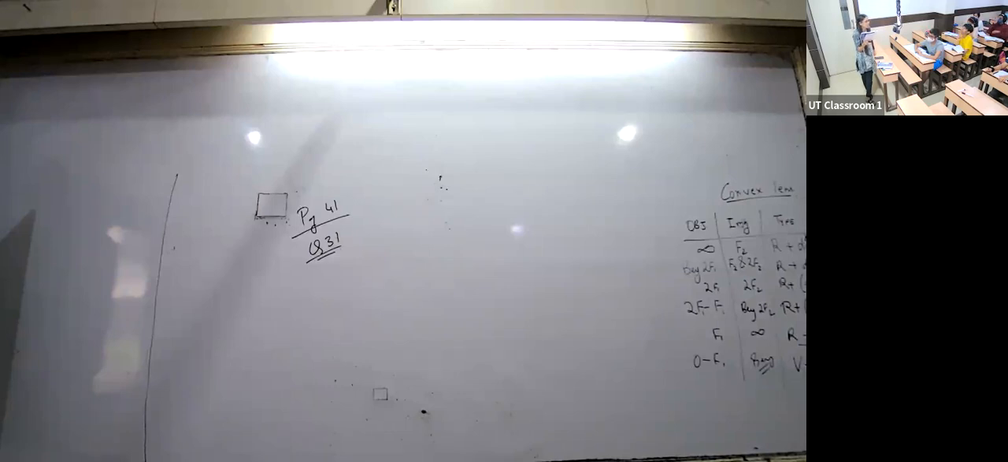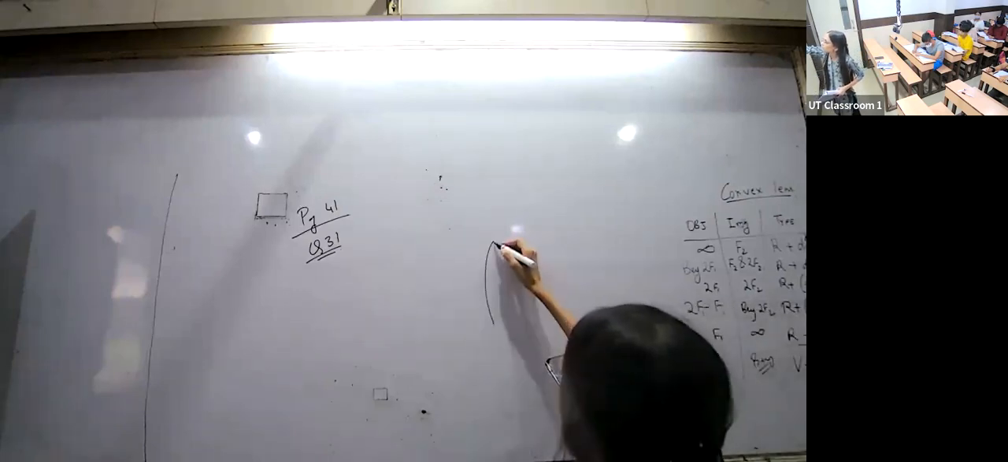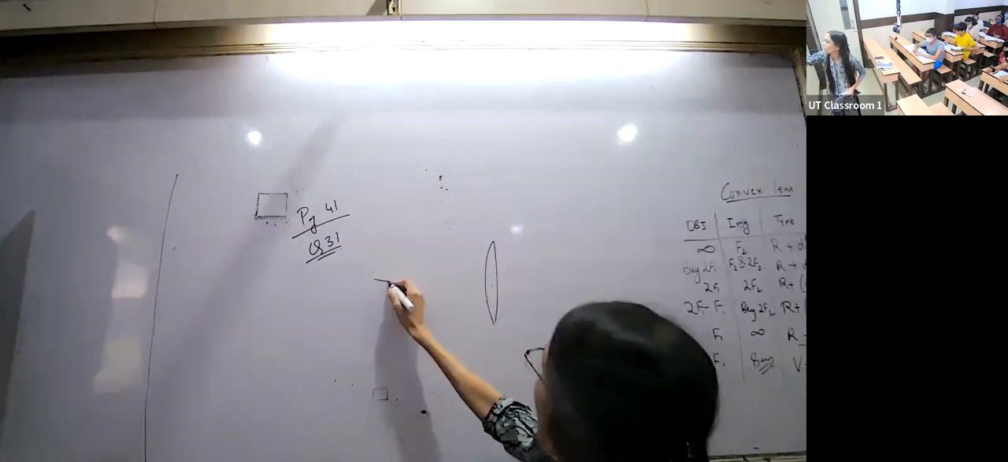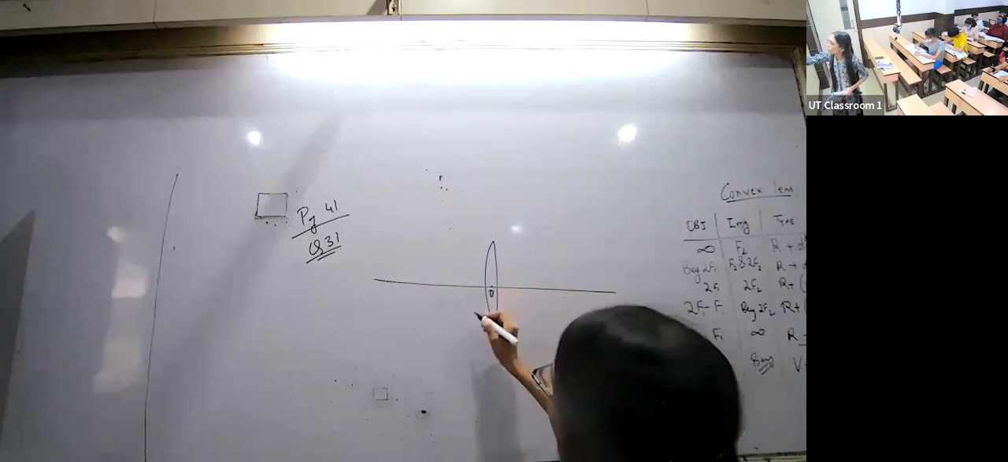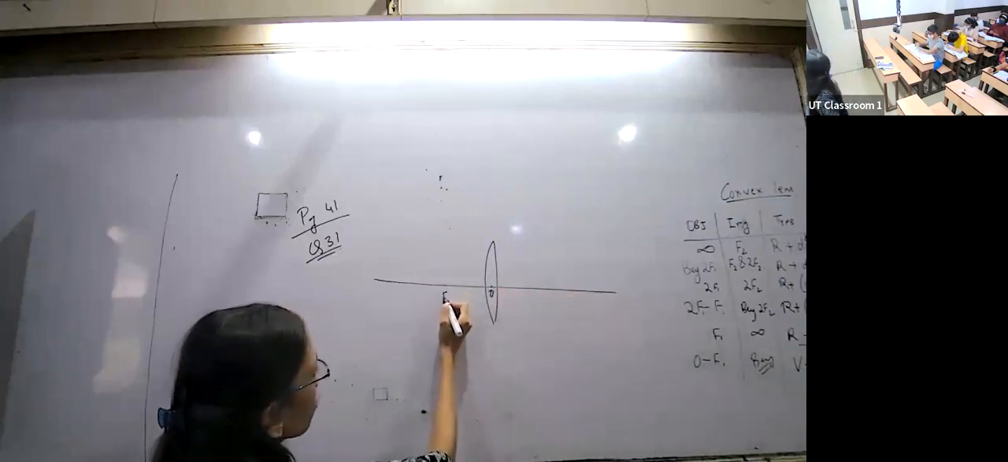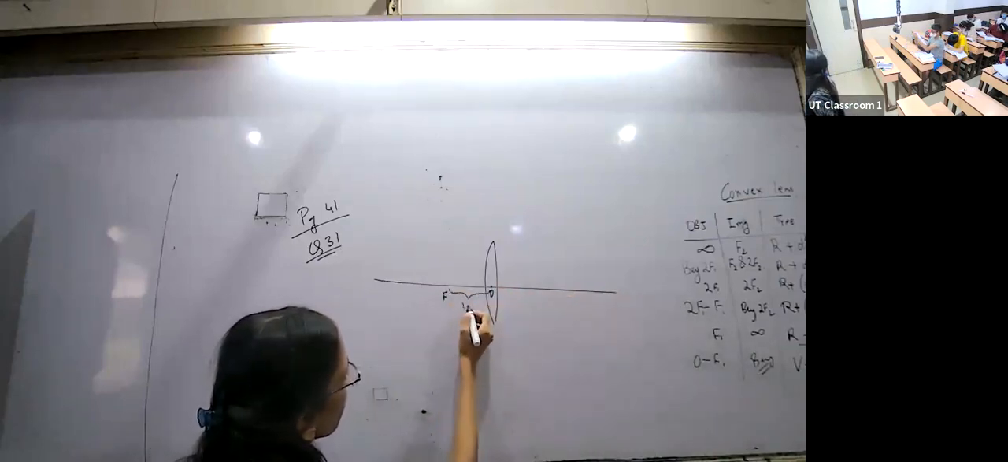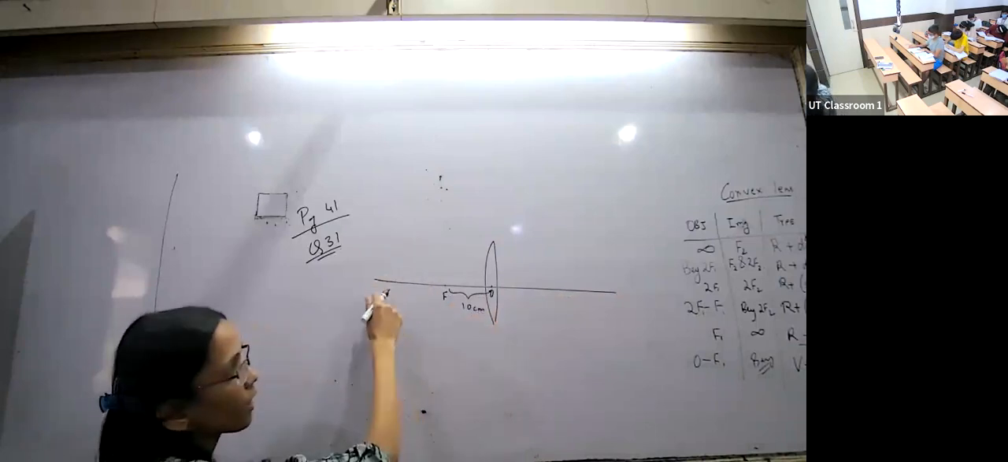So how will you draw? There is a convex lens, and in earlier case, object was kept where? 2 meter. So show me that depiction in your diagram. Focal length of that lens is what? How much? 10 centimeter. This is optical center. This is my focus. This is how much? 10 centimeter. Where is my object? Here.